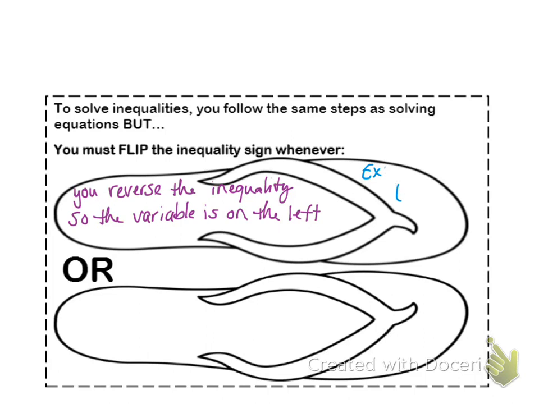An example of that would be if I have, for example, 6 is less than x, and I want to reverse it so the variable is on the left, flip the inequality and the number on the right. So I flipped the inequality there to put the variable on the left. And that's often very useful for you when you're trying to graph. It's a lot easier when the variable is on the left to figure out which direction to shade when you're graphing.